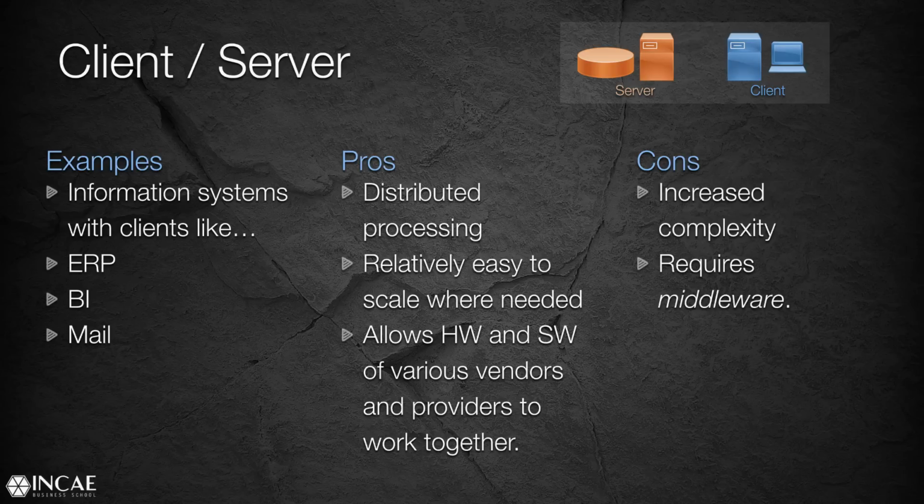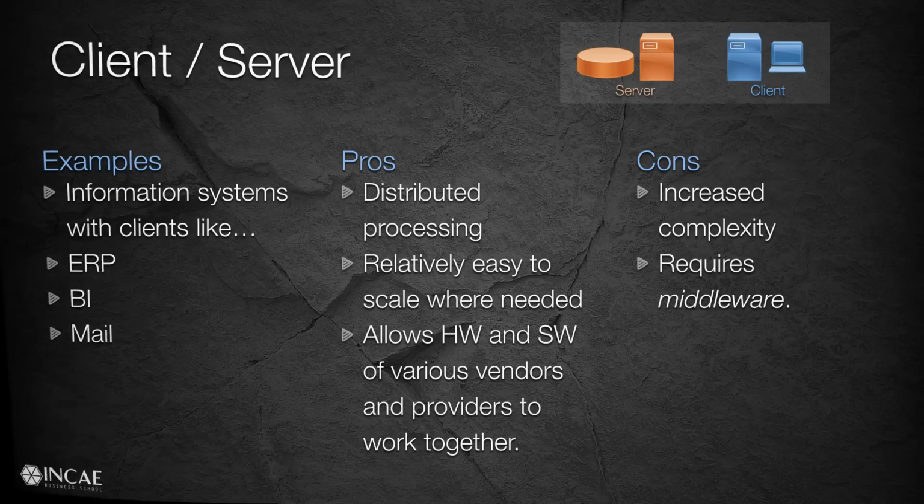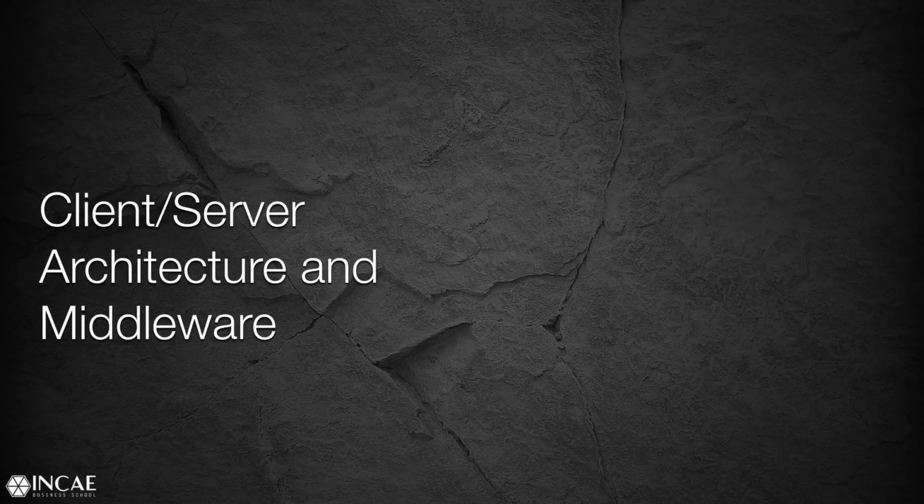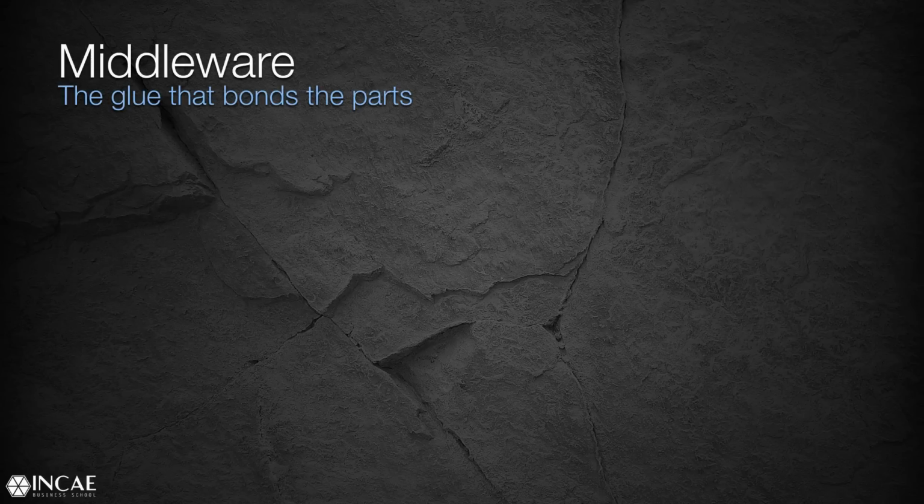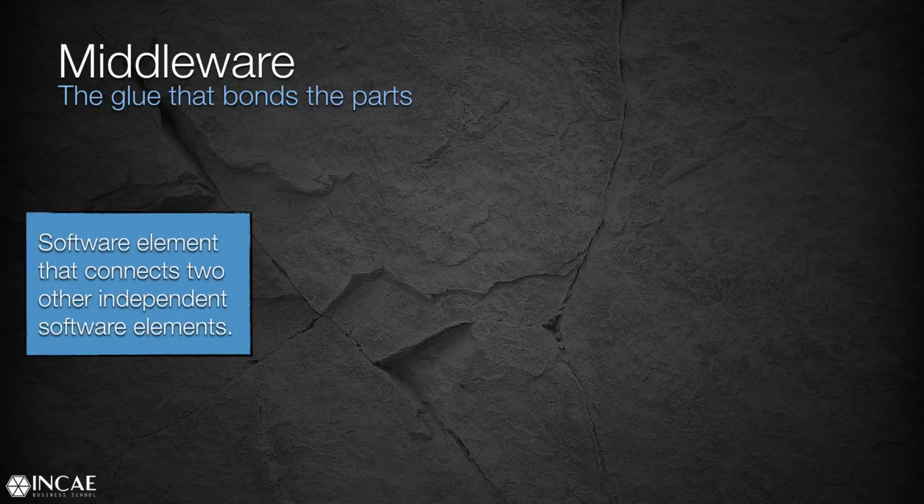But let me actually stop the pros and cons and devote some time to discussing how client-server architectures work based on middleware. So what is middleware? In layman's terms, we can think of middleware as the glue that bonds the different software elements together. More formally, we can talk about a software element that connects two other independent software elements. Let me give you an example for this.